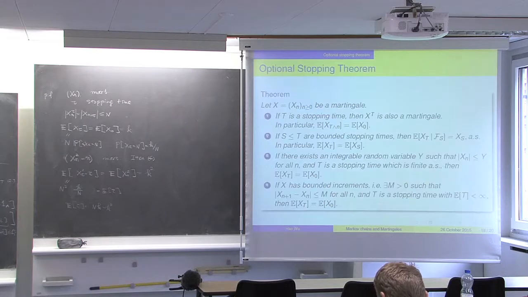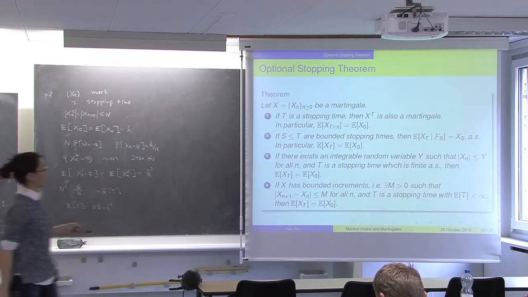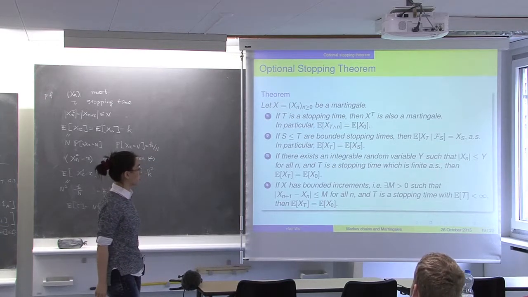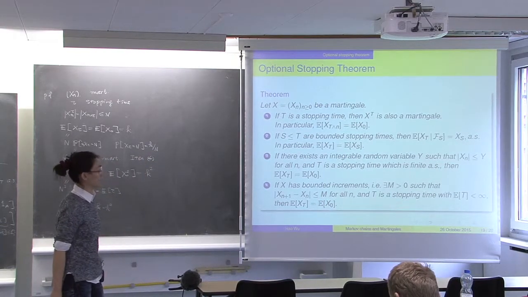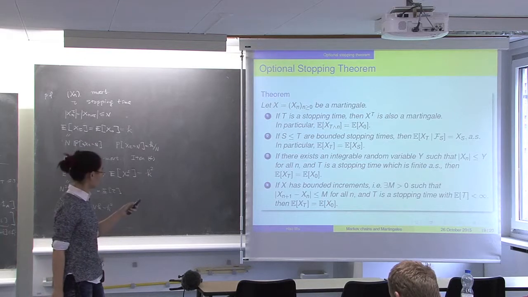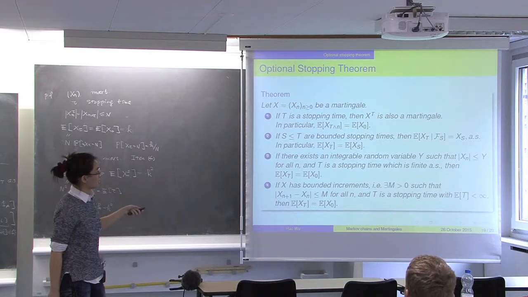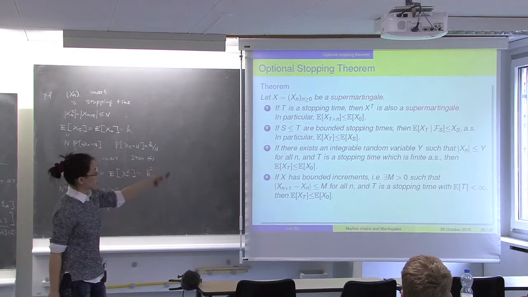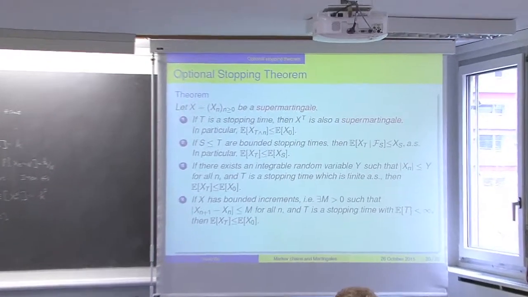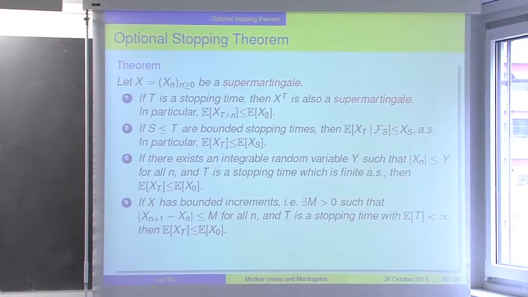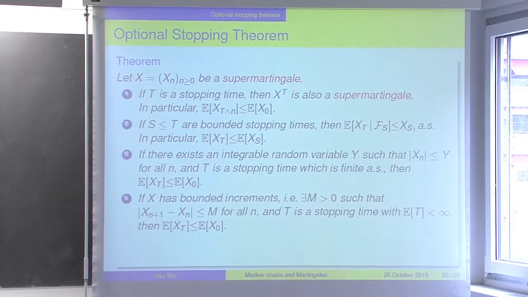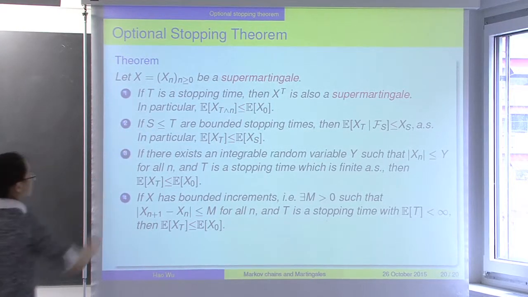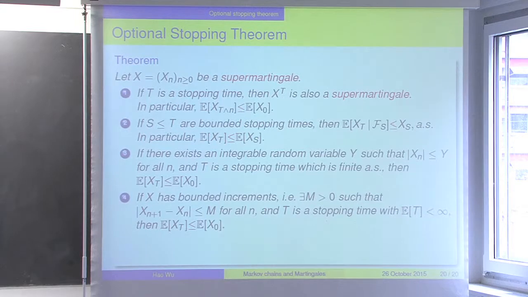Okay, so this is the optional stopping theorem for martingales. If we have these four conditions, then the expectation of X_tau equals X_0. Now if we change martingale to supermartingale, the only difference is we change all the equal signs to less-than-or-equal signs. You can repeat exactly the same proof. So all the relations here, the equal sign will be changed to the less-than-or-equal sign.